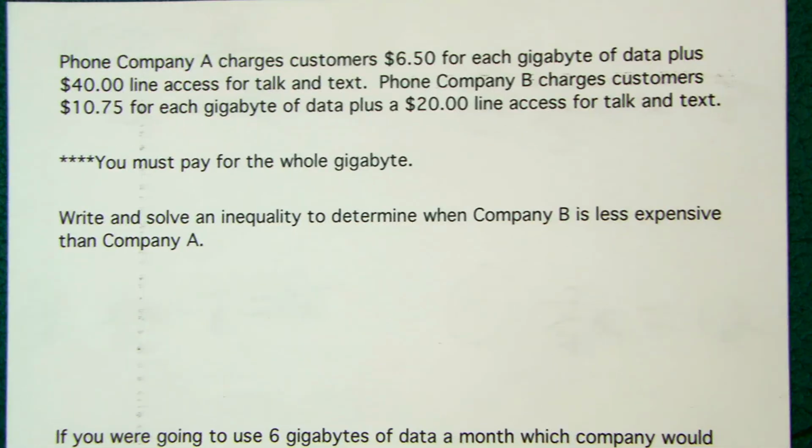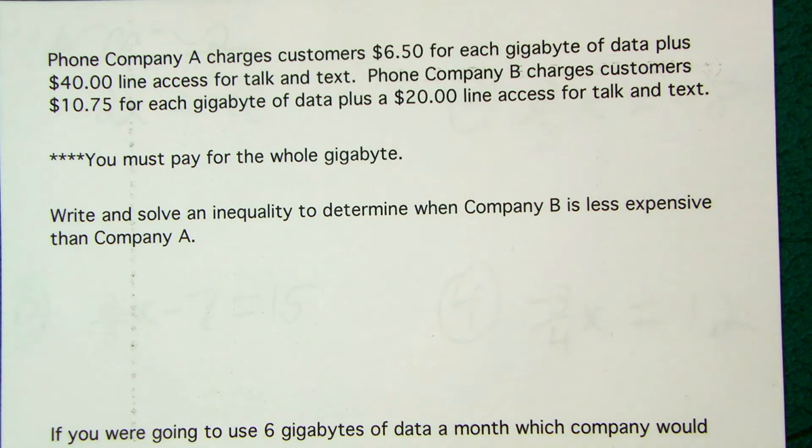All right, so last up we have a word problem here. It says phone company A charges a customer $6.50 for each gigabyte of data, plus $40 line access for talking and text. Phone company B charges $10.75 for each gigabyte of data, plus $20 line access for talking and text. So we're just comparing this for each month here. I'm trying to figure out which cell phone company is the cheapest.